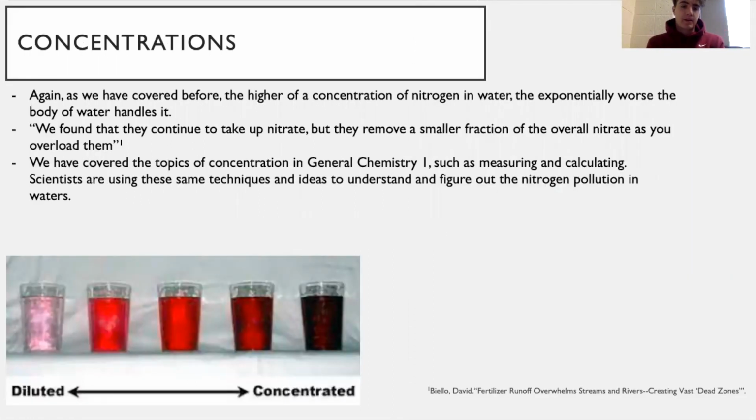Concentrations. Again, as we covered before, the higher the concentration of nitrogen in water, the exponentially worse the body of water handles it. We have covered the topics of concentration in General Chemistry 1, such as measuring and calculating. Scientists are using these same techniques and ideas to understand and figure out the nitrogen pollution in waters.